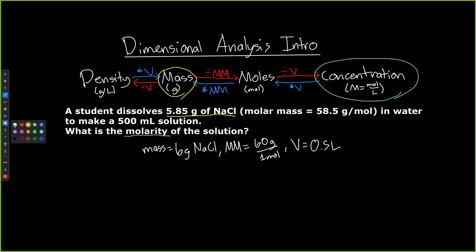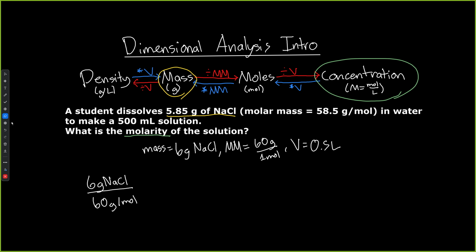Okay, so the first thing that we're going to do is write the mass. We have a mass of 6 grams of NaCl. And in order to get to moles, we are going to have to divide this by the molar mass. So we are going to be dividing this by 60 grams. Another way, 60 grams per mole.